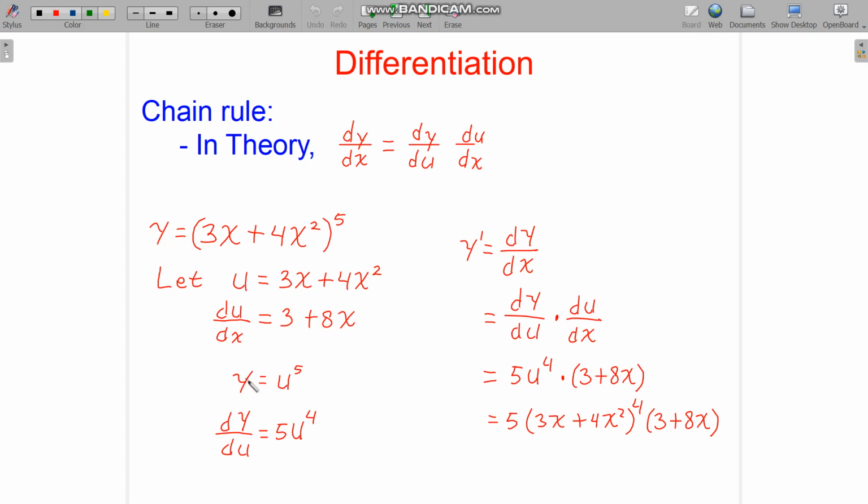Now the y is now u to the power of 5. The dy/du, we differentiate y with respect to u. So we bring the power down, 5 times u to the power of 4. The y prime, or the dy/dx, is therefore dy/du times du/dx. The dy/du is 5u to the power of 4. The du/dx is 3 plus 8x. And we cannot use u for the final answer, we have to use x. So 5 times (3x plus 4x squared) all to the power of 4 times (3 plus 8x). This is the final answer.